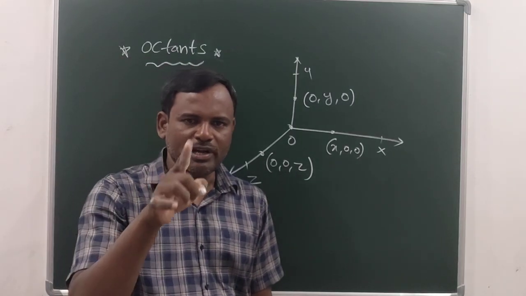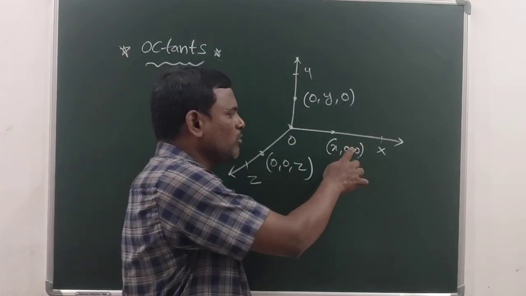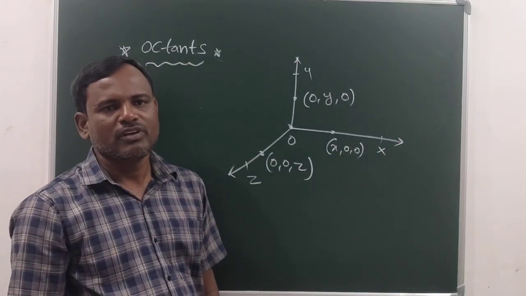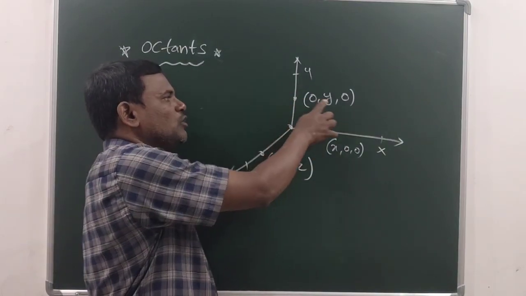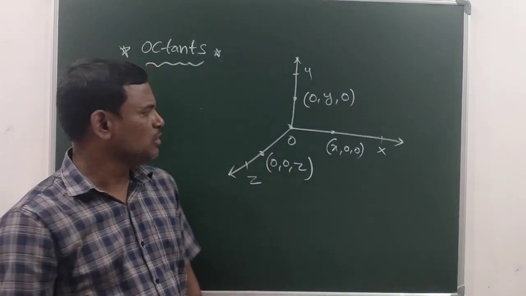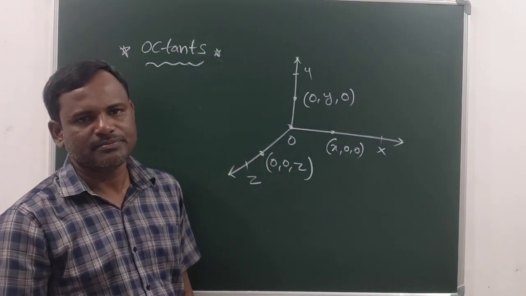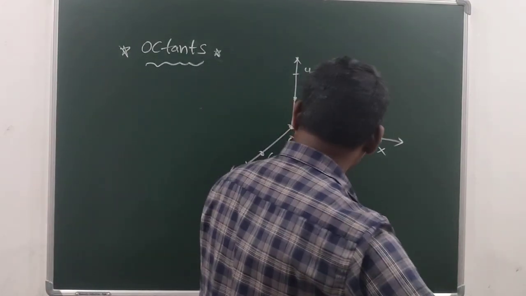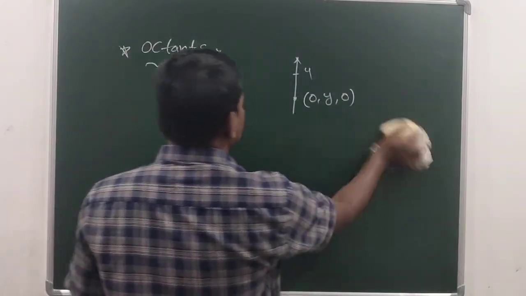Okay students, if a point lies on the x-axis, the y coordinate and z coordinate of that point become 0. If a point belongs to the y-axis, 0 comma y comma 0. If a point belongs to the z-axis, 0 comma 0 comma z. Okay, right. Next students, see here.